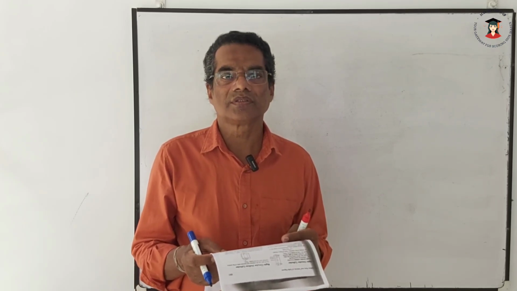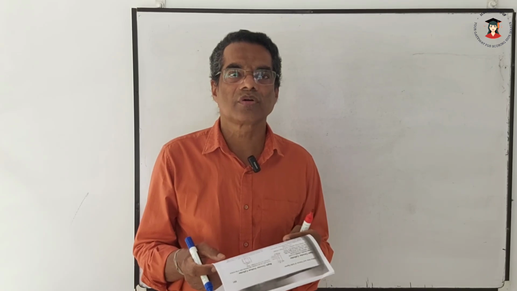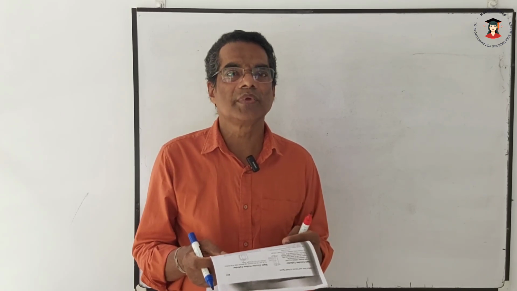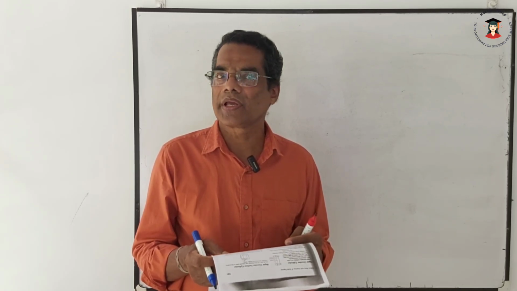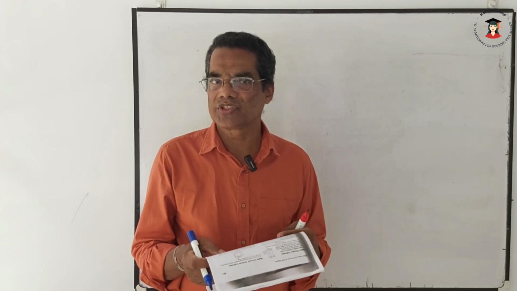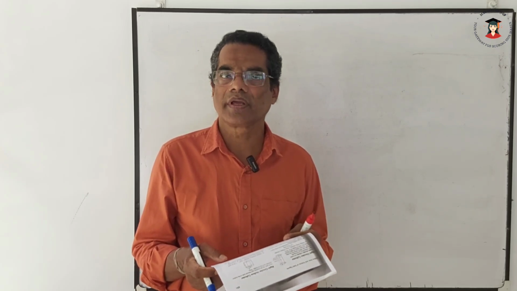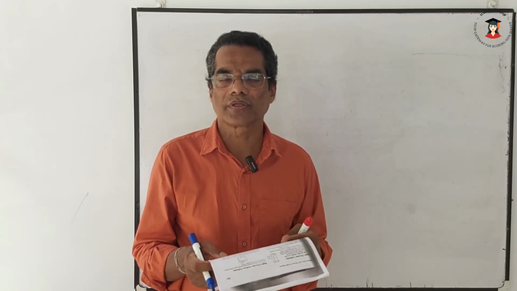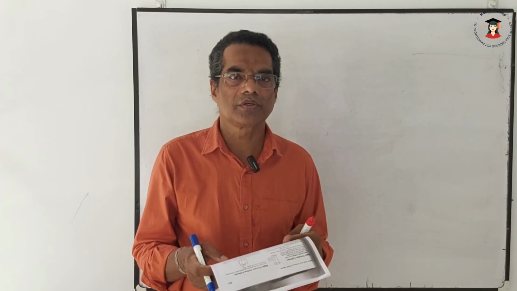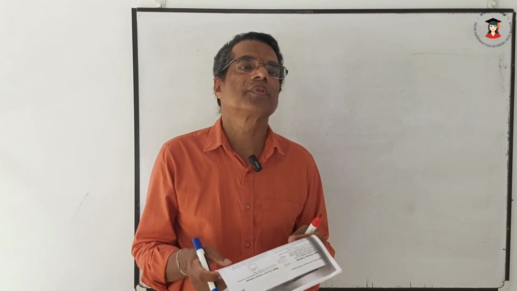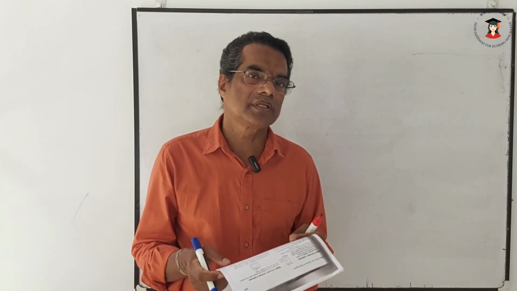Sphere: surface area equal to 4 pi R square. Volume equal to 4 by 3 pi R cube. Hemisphere: lateral surface area equal to 2 pi R square. Total surface area equal to 3 pi R square and volume equal to 2 by 3 pi R cube.